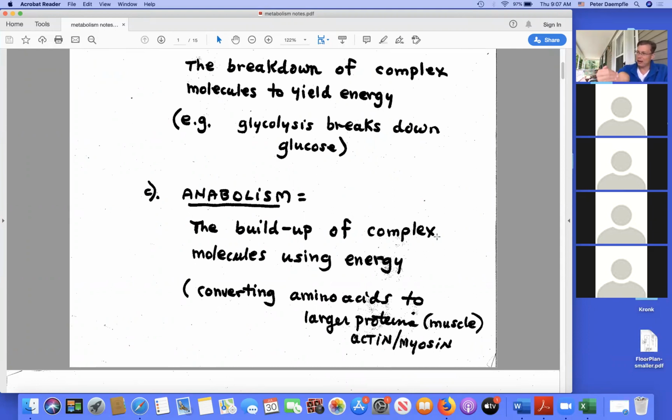Just like you got to put in energy to build up a brick house, right? Got to put all the bricks together. You have to put energy in to build up structures in your body. Feel your hair, feel your nails. All of these are constantly synthesized keratin protein, and it requires energy to produce those body structures.